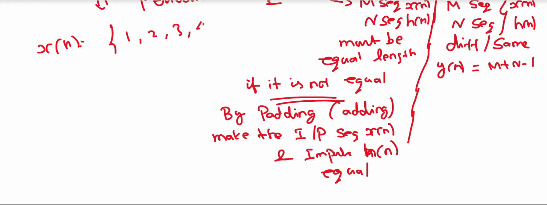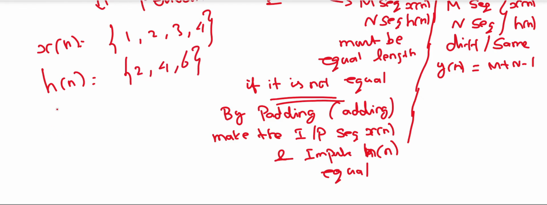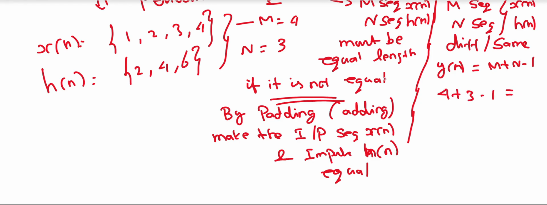For example, x of n is 1, 2, 3, 4 and h of n is 2, 4, 6. So x of n has length 4 and h of n has length 3. If they are not equal, you have to add 0. For linear convolution, they may not be equal. You can perform the linear convolution with length 4 plus 3 minus 1, which is 6. But if you want to perform circular convolution, both sequence lengths must be equal.